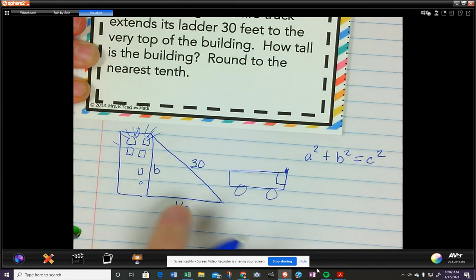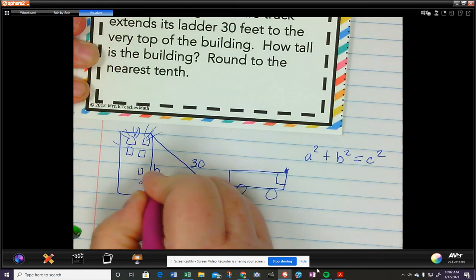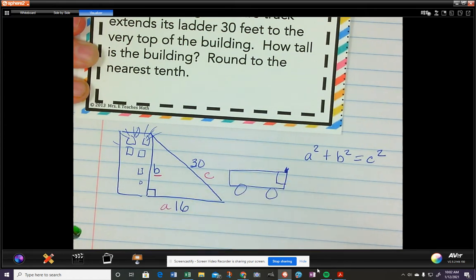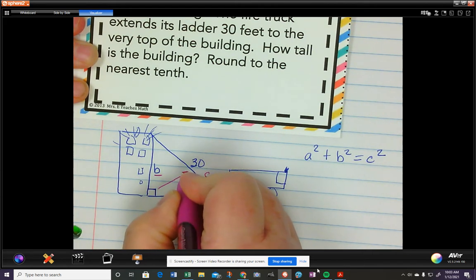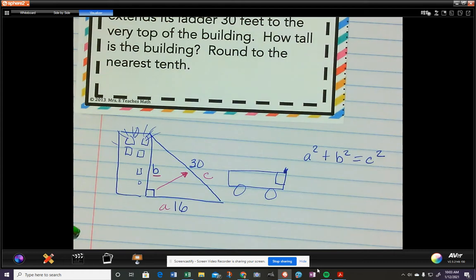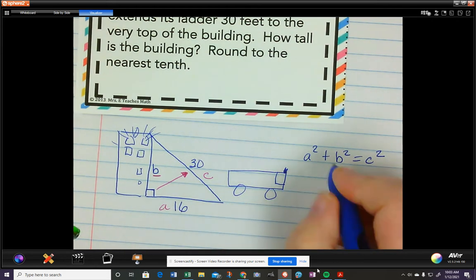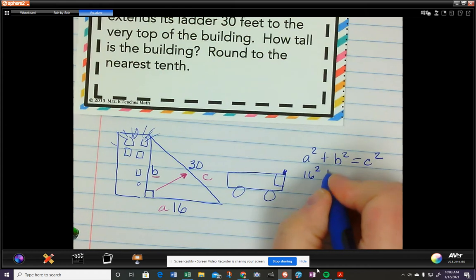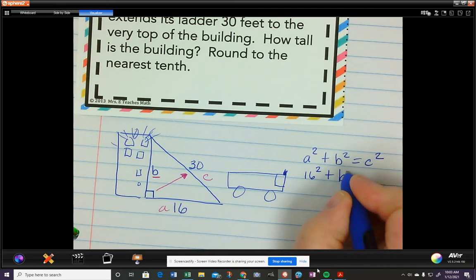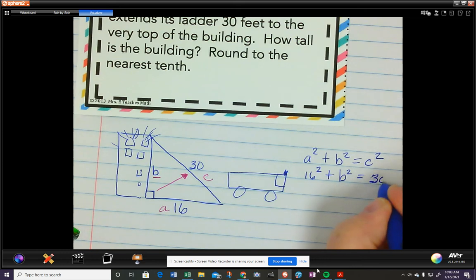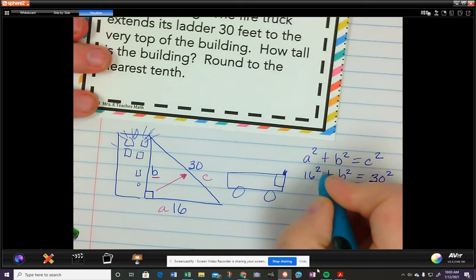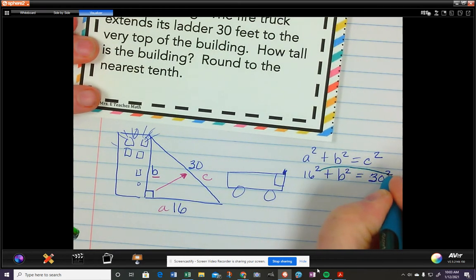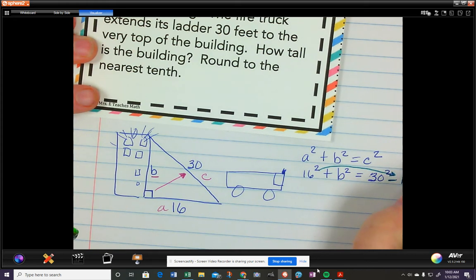Do I know, here's my right angle, a, b, and c. c is always across from your right angle. So maybe I'm getting that confused. So now let's fill in what we know. a squared is 16 squared plus, I don't know my b, so I'm going to put it right here, equal to c squared, which is 30 squared. Now I need to get my b squared by itself. So I'm going to take the 16 squared and move it over here, minus 16 squared.